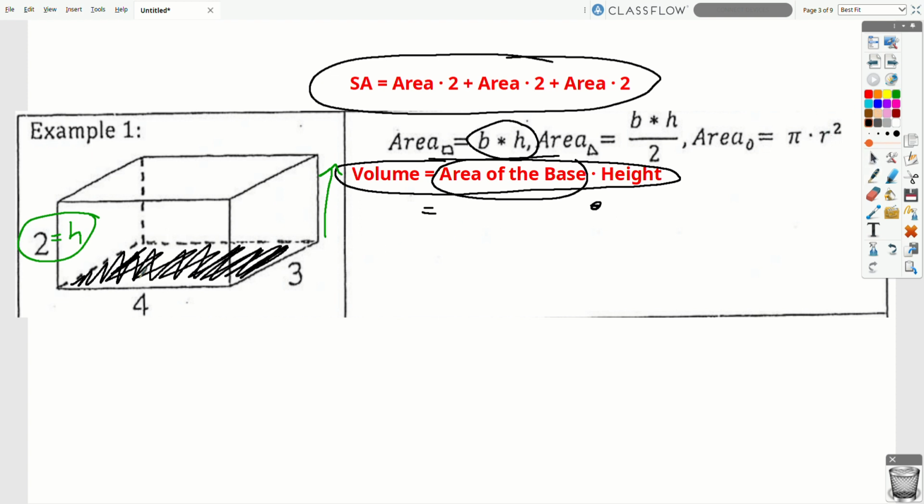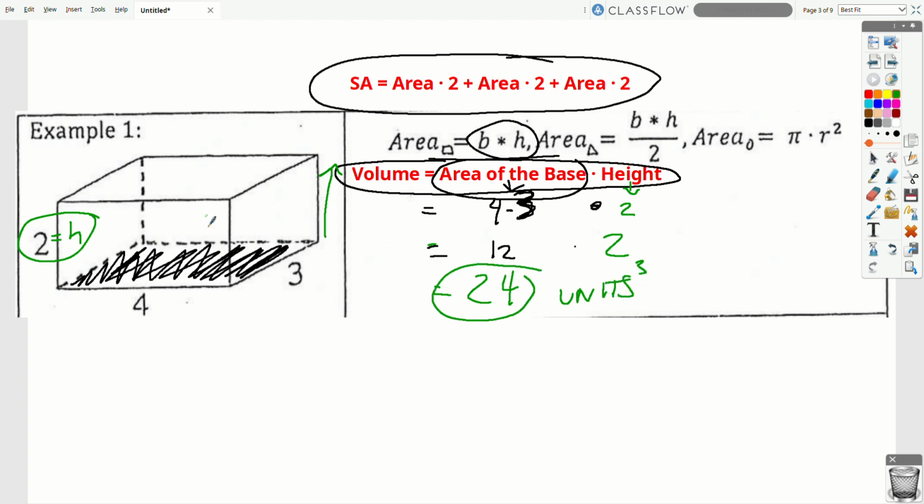So let's get the area of the rectangle. 4 times 3, right? That comes from this area of the base part right there, 4 times 3, and then the height is going to be 2, right? And so we can show the work one step at a time, or we can show both. 4 times 3 is 12, so that's the rectangle, and we're going to multiply that by 2. 12 times 2 gives us 24 units cubed. So if we were to count the number of cubes inside of this shape, there would be 24 of them.